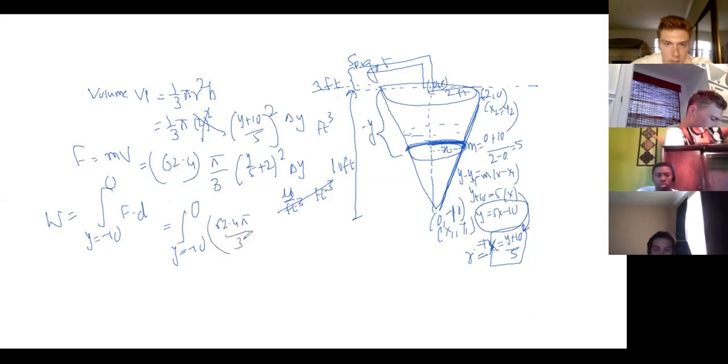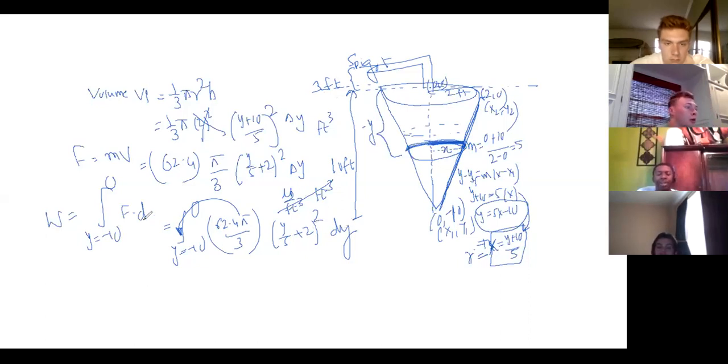62.4 pi divided by 3, you can pull it out, and here it is (y/5 + 2) squared, and here it is dy. Something is still missing, right?